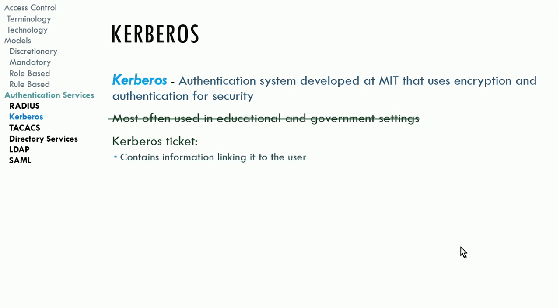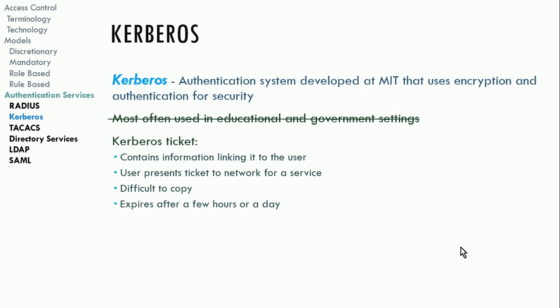And that driver's license I was talking about that Kerberos uses is called a Kerberos ticket, which contains the information linking it to a user. So this is what's presented to network services, to servers and to other resources on the network to allow you to use those resources. They're very difficult to copy. They expire after a few hours or a day, so you have to re-authenticate constantly. So again, it's very secure, it's encrypted, and it's really become sort of a de facto standard in the industry because of its implementation in Active Directory.